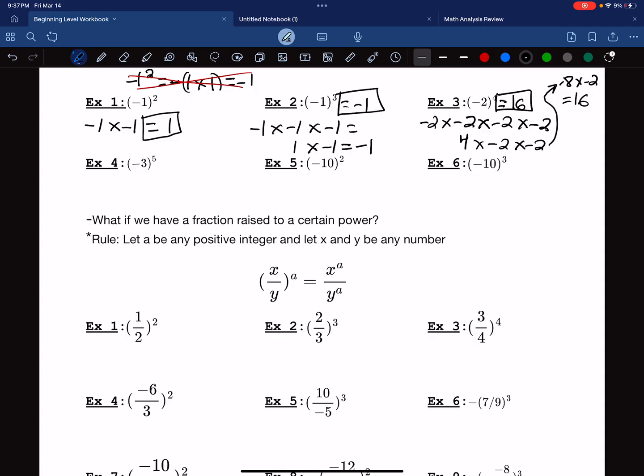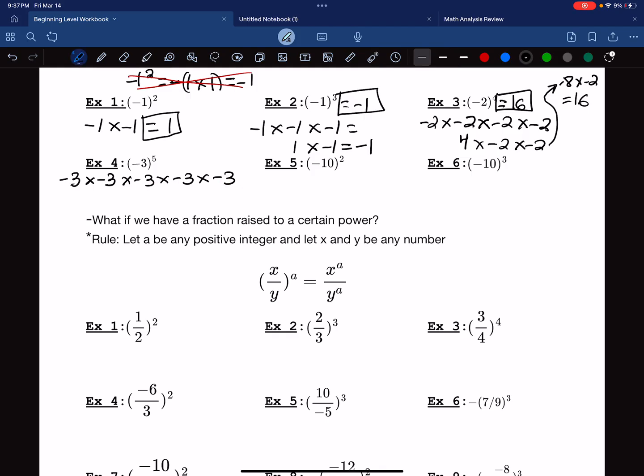And assuming you have tried this on your own, let's work through it together. So we have negative 3 to the 5th power. So we're going to multiply negative 3 5 times. So we're going to have negative 3 times negative 3 times negative 3 times negative 3 times negative 3. So we should have 5 3s. 1, 2, 3, 4, 5.